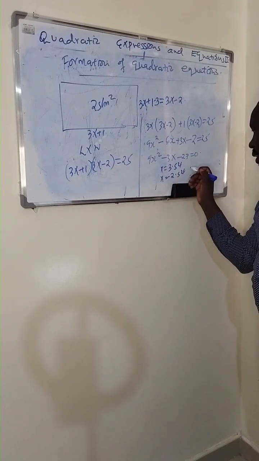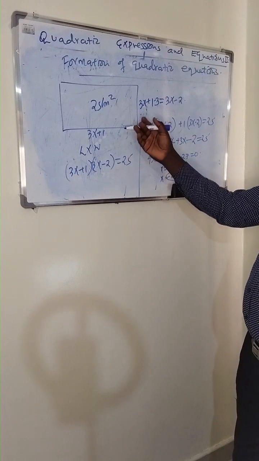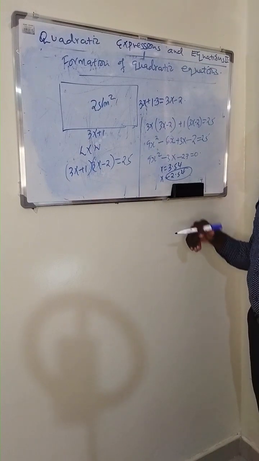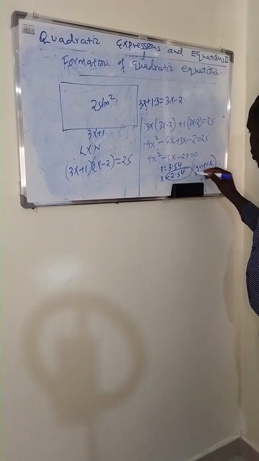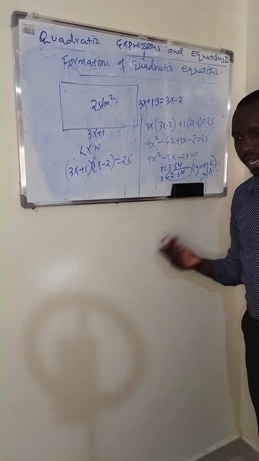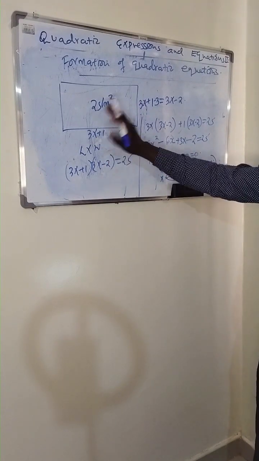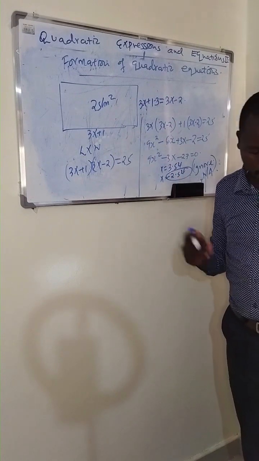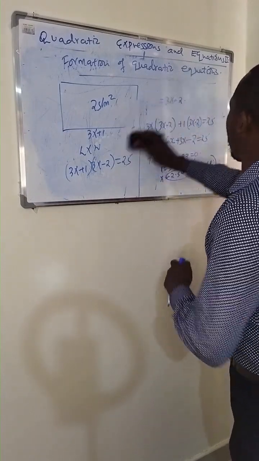You will definitely disregard this negative value, because you cannot have the length of a rectangle being negative. This one is not applicable because it is negative. Having the value of x, you just replace it here to get the dimensions, the length and the width. That is one example of forming a quadratic equation. We can take another example.